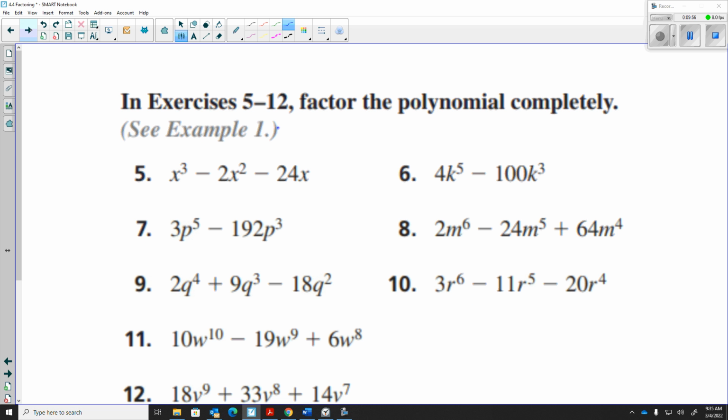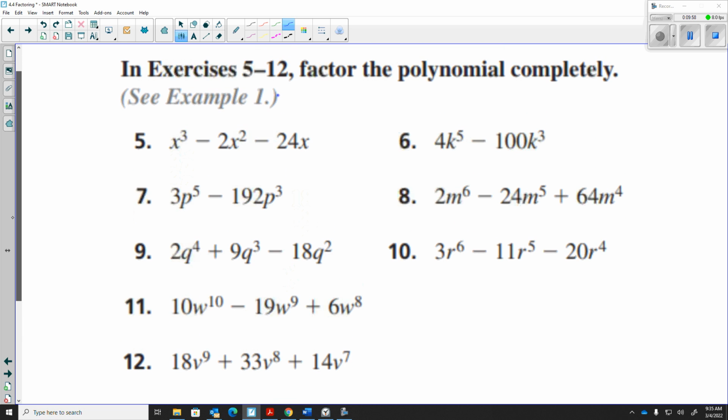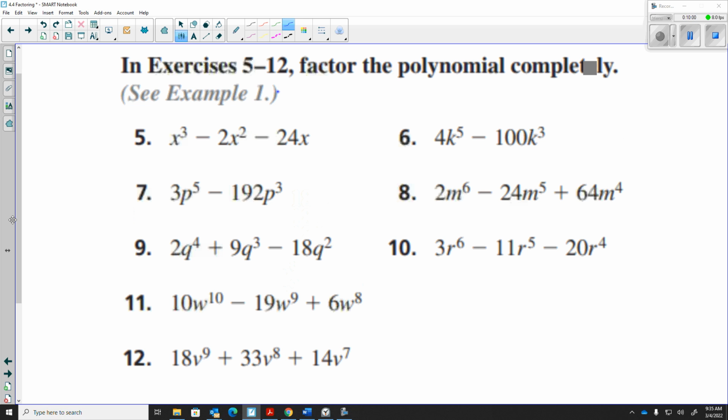Your turn for a little while. I'm not going to talk to you for a minute. How many of them are there? 1, 2, 3, 4, 5, 6, 7, 8. You think you could do 4? I bet you could do 4. Try to do 4. Bounce around. You don't have to do the first 4. If you get stuck on one, go to a different one. And what's the first thing you always do? GCF.